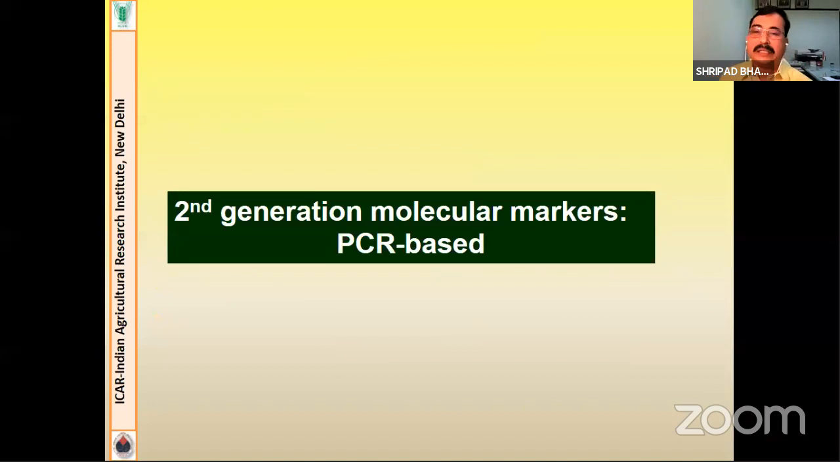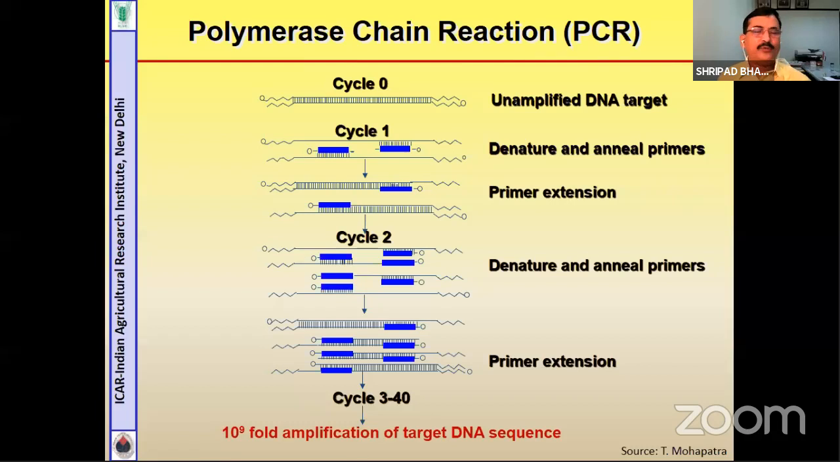The second generation marker is the PCR-based markers. I am not going into detail, but all of you know about this PCR system, where you take a segment of DNA, denature it, then amplify with a couple of primers, and you get millions of copies. Then you run them in a gel and you see the banding patterns, how they differ. This is the basic principle.